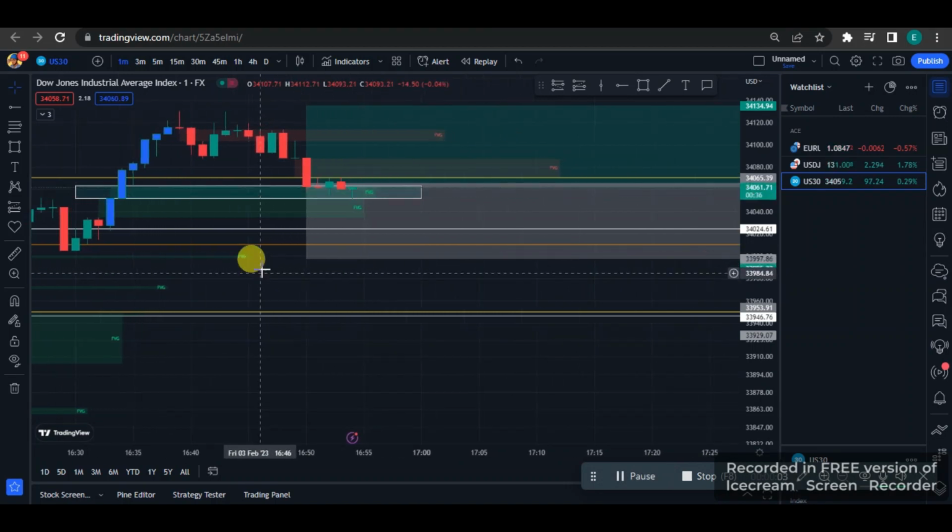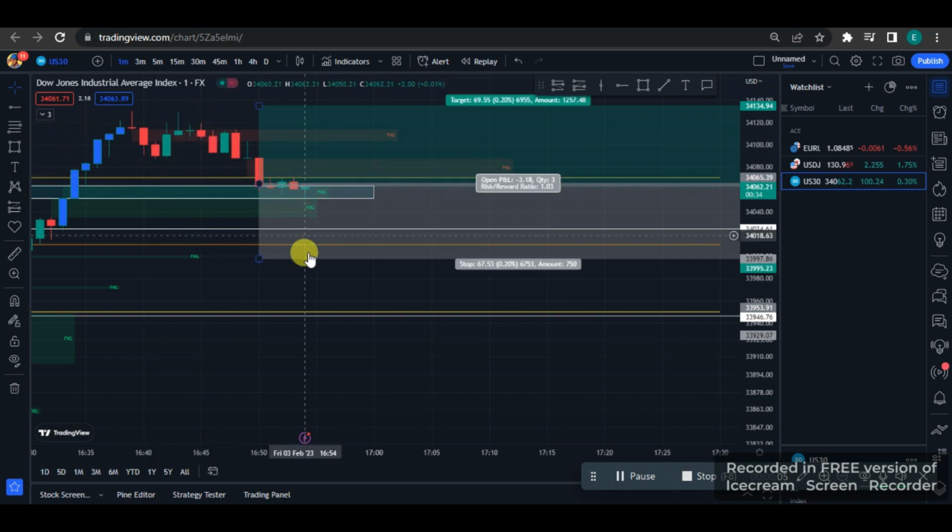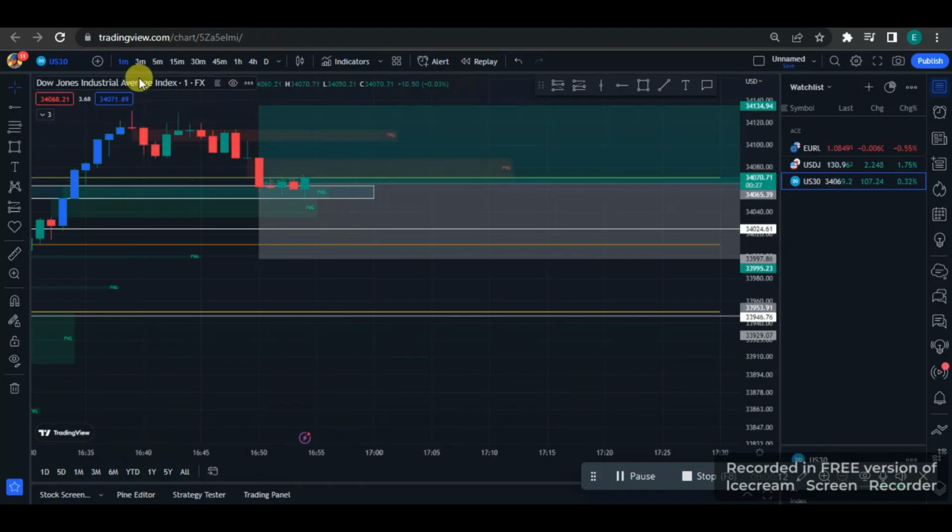So in this video I want to show you guys a simple strategy. This is a trade I took. As you can see, it's a live trade I took, and you see price is going. This is not a replay mode or anything. This is a live session.